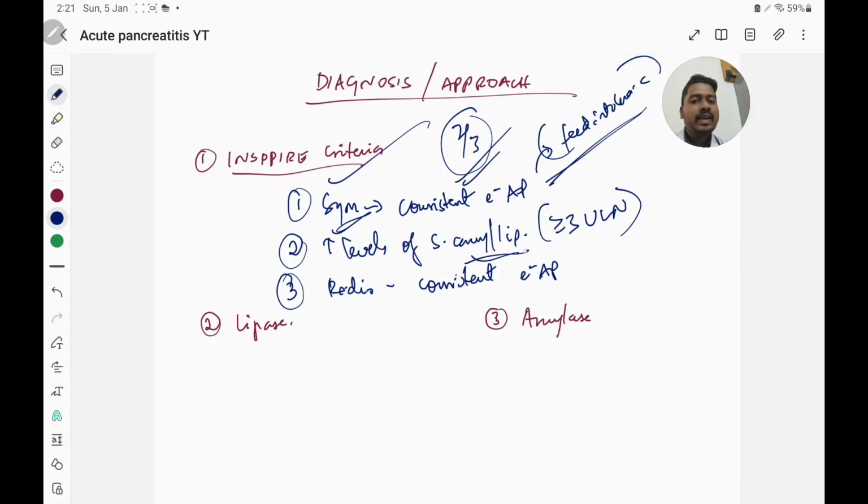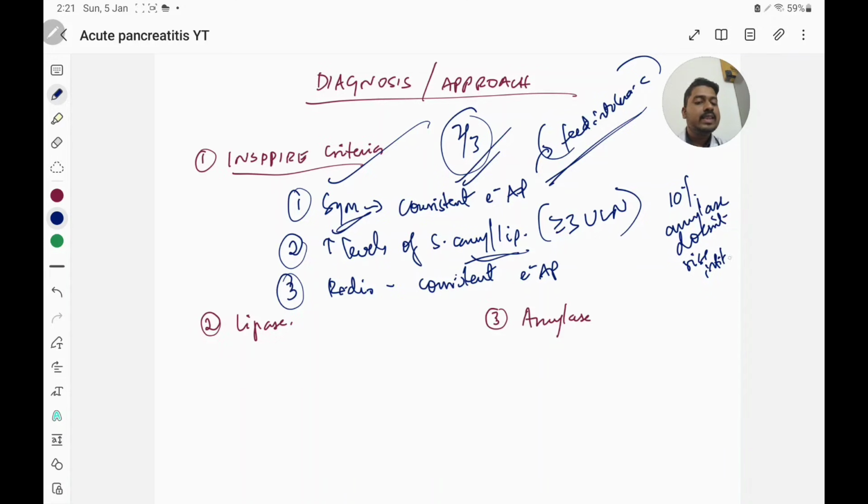And why is the criterion of amylase and lipase not essential? In some cases, amylase and lipase can be normal. Sometimes amylase, in 10% of the patients, okay? In 10% of the patients, amylase doesn't rise initially.